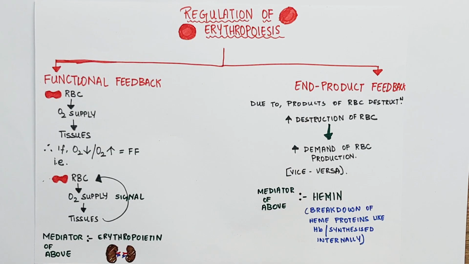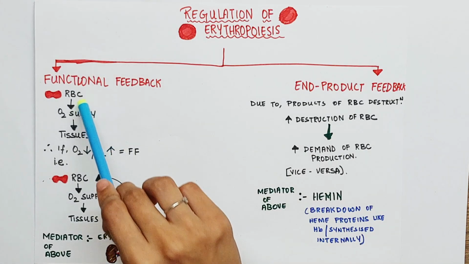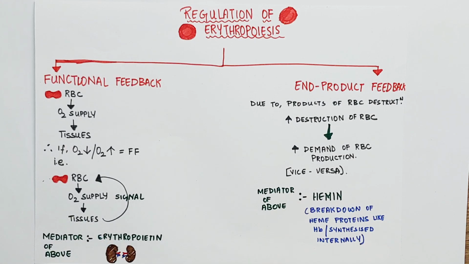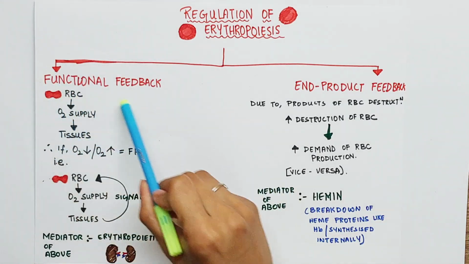The erythropoiesis in our body is regulated through a feedback mechanism. Now, that feedback mechanism is divided into two types. There is the functional feedback and the end product feedback, as you can clearly see over here. Now, what do you understand by the word functional feedback?